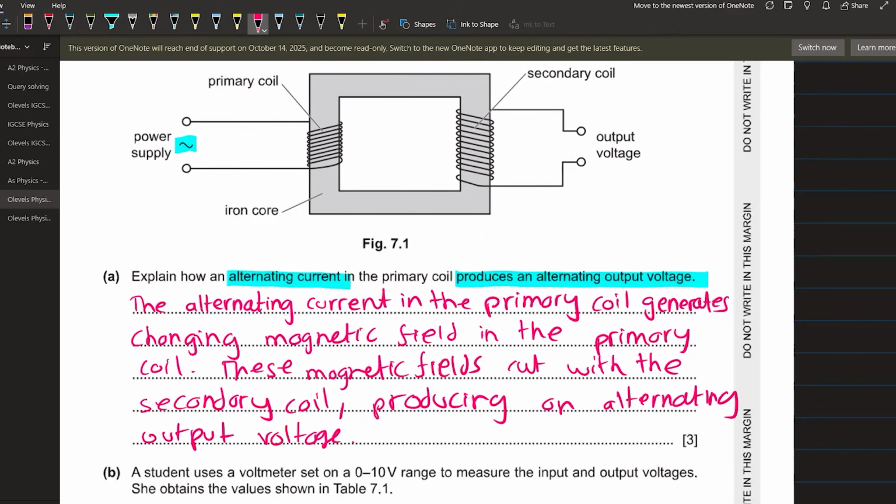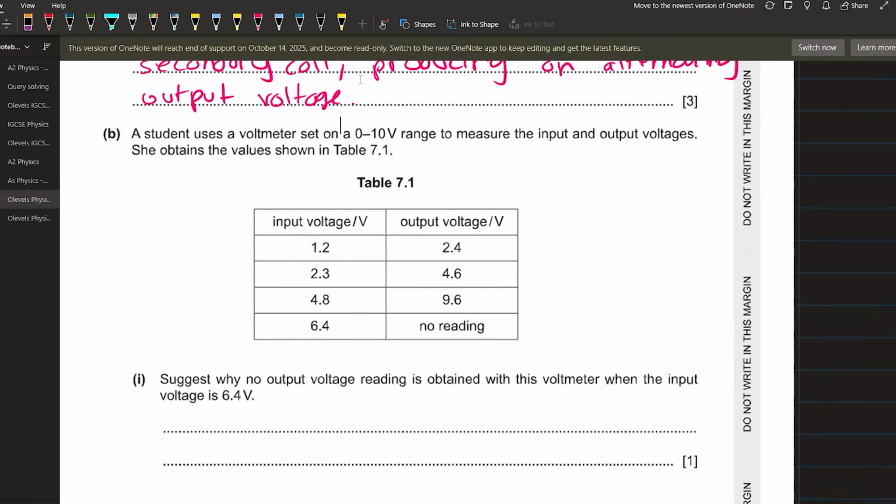Moving on. A student uses a voltmeter set on a 0 to 10 meter range to measure the input and output voltage. He obtains the value shown in figure 7.1. The student is using a voltmeter with a range of 0 to 10 volts. If the input voltage is 1.2, the output becomes 2.4. If the input is 2.3, the output becomes 4.6.